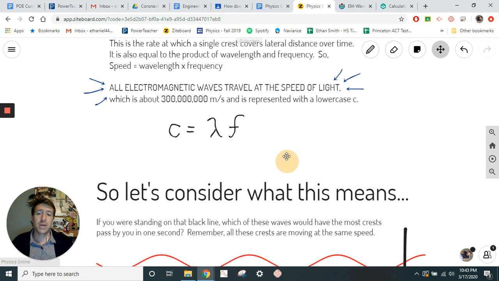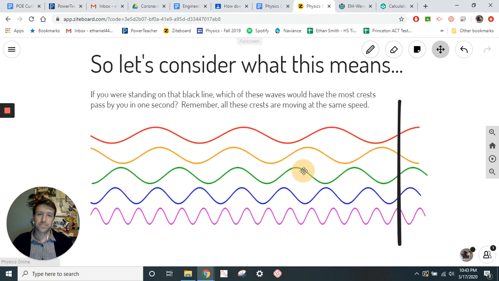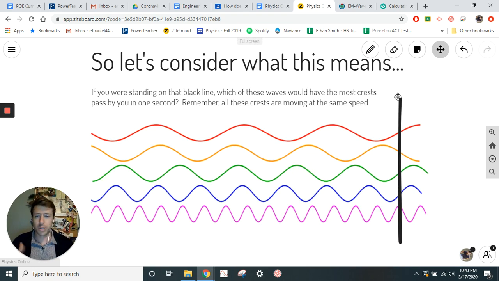So if we consider what this means for a second, let's say that you are a person standing here on this black line, and we've got all these different kinds of electromagnetic waves that are moving by. The one thing that you know is that each one of these crests, boom, boom, boom, boom, boom, they're all traveling at the same speed. Every single one of these crests.